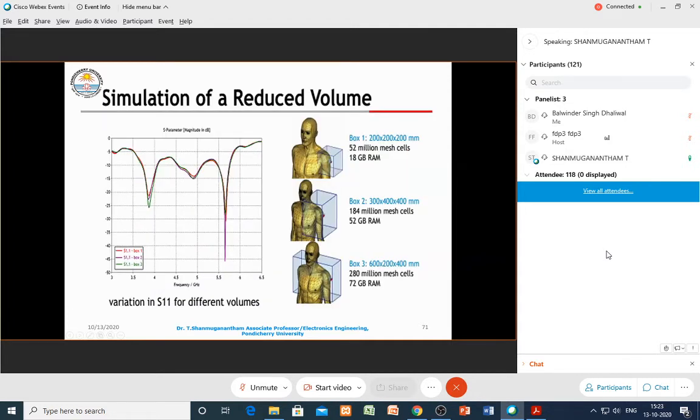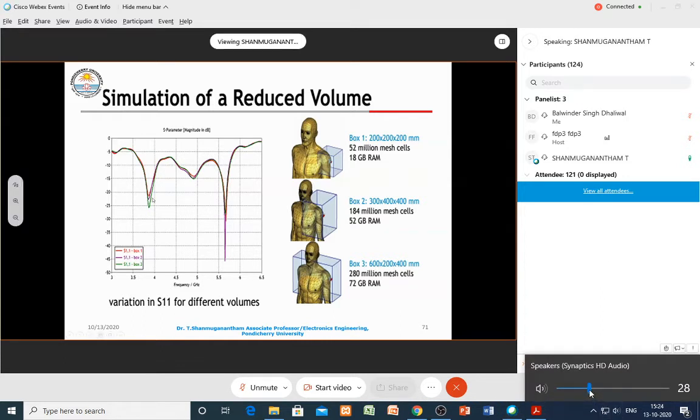And this is the simulation of the reduced volume. Initially a rectangular box was considered with the human homogeneous model. These rectangular boxes are in different dimensions: one was a 200 by 200 by 200 millimeter cube, then 300 by 400 by 400 millimeter, and 600 by 200 by 400 millimeter. The memory size is also compact. 18 GB RAM is required, and 52 GB and 72 GB RAM were required for the different dimensions of the rectangular box.